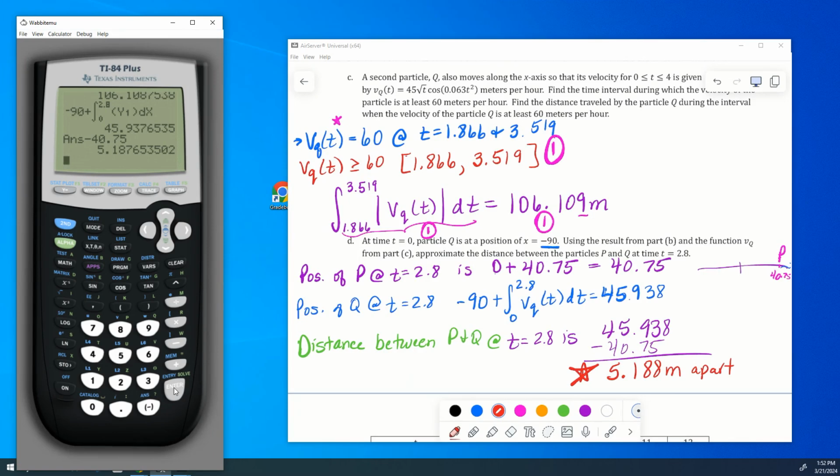So what did you get points for in that one? You got a point for knowing to integrate to get displacement and getting the correct position for Q. So did you know to integrate v of Q from 0 to 2.8? If you wrote that integral down and got the right answer there for the position of Q, then that is a point. And then did you get down to a final answer of 5.188 meters apart at 2.8? That's where they're at.